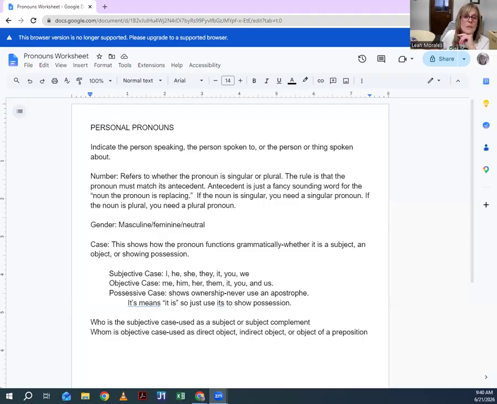Personal pronouns are the most common type of pronouns. They indicate the person speaking, the person spoken to, or the person or thing that is spoken about. That is a personal pronoun. That's the definition for it right there.